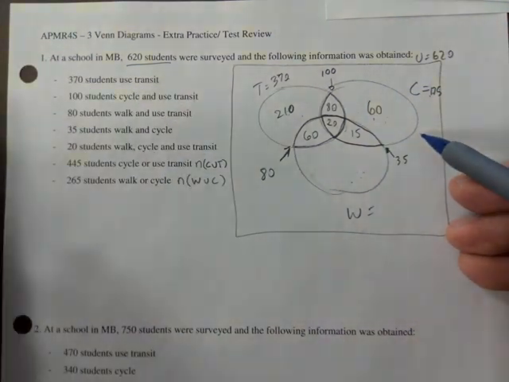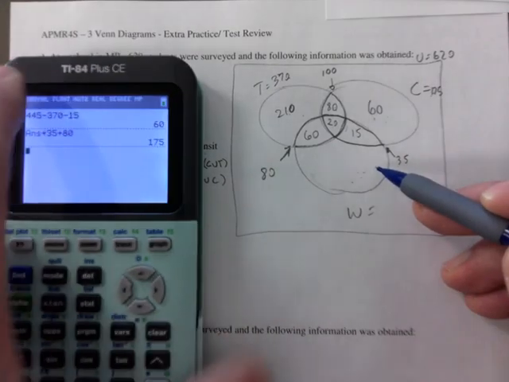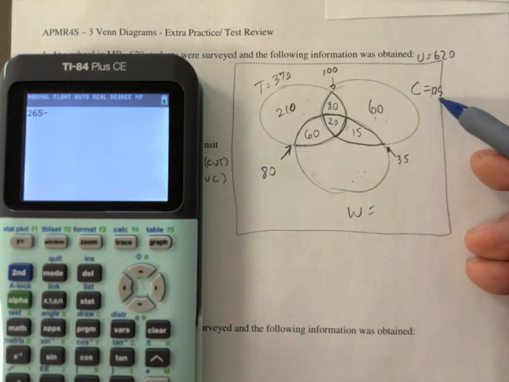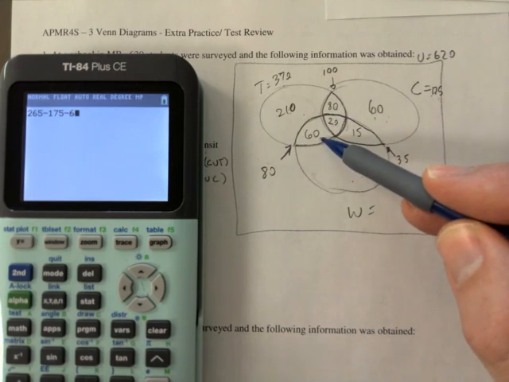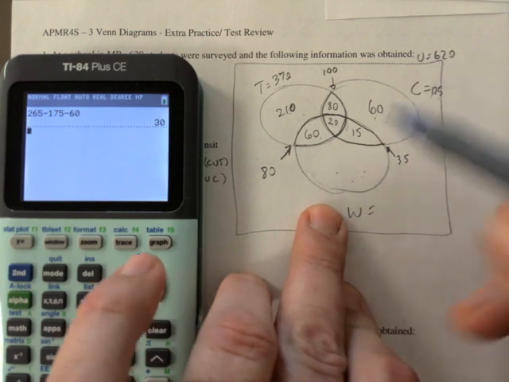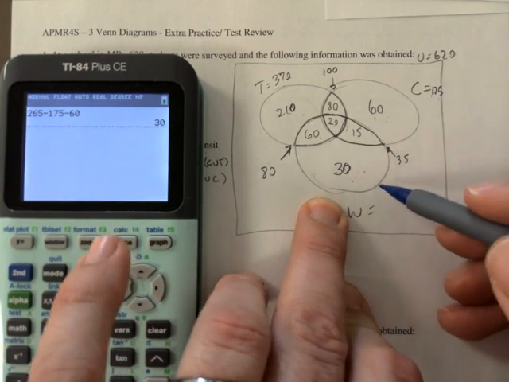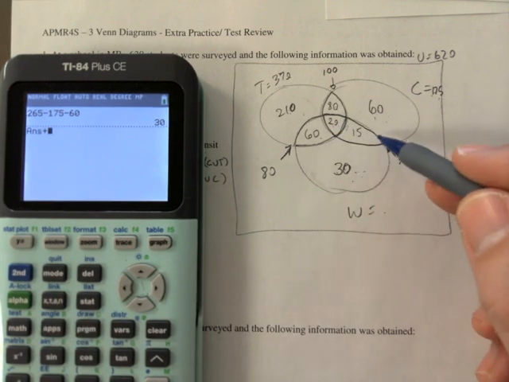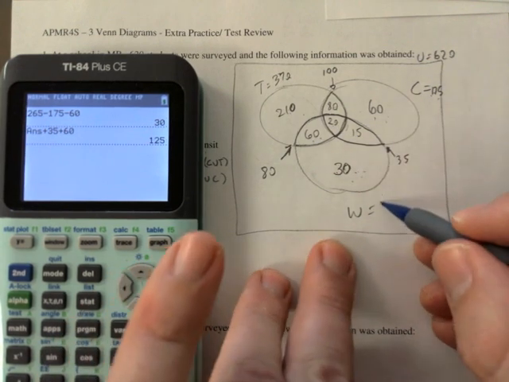And let's see what else I have. I have walk or cycle. So these two add up to 265. So I'm going to grab my calculator, go 265 minus 175, right? That takes care of all of this. And I'm also going to subtract the 60 from it. And then I'm left with the only walking students. And so now I can find W. I'm going to go 30 plus 35 plus 60. That's 125 there.